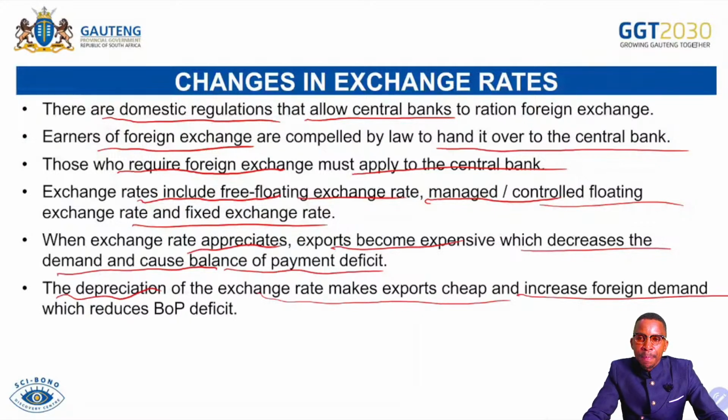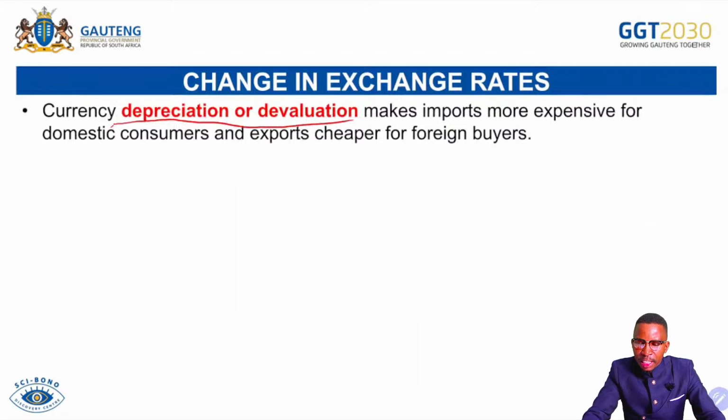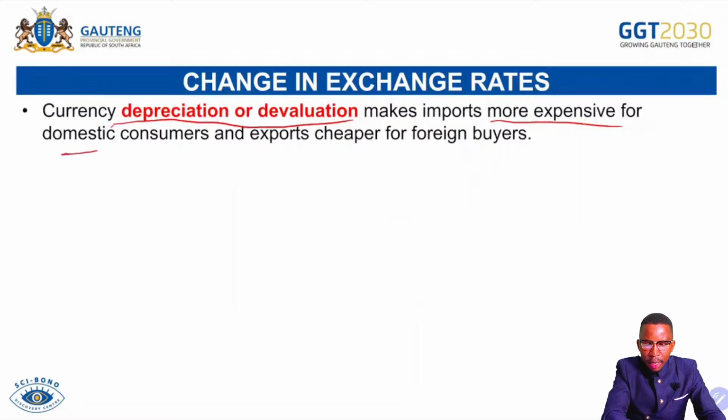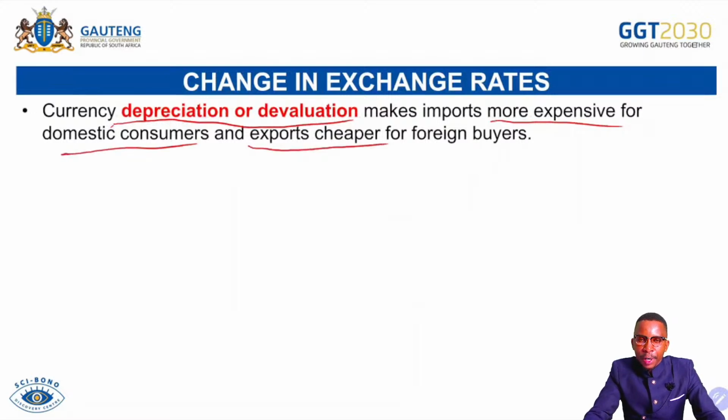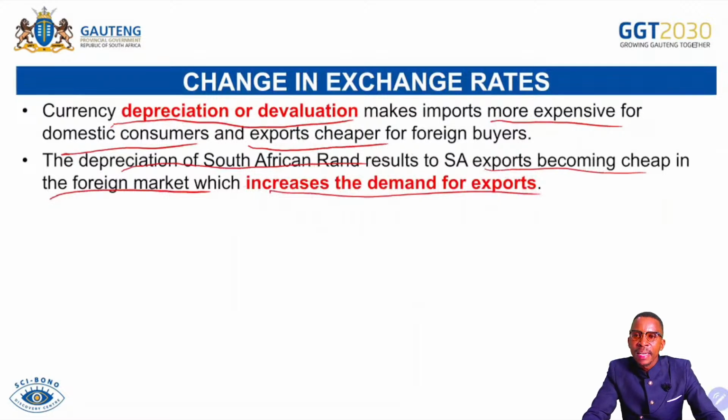In case our goods are demand elastic also, as our goods are becoming cheaper, the terms of trade will be decreasing because we'll be receiving less money as payment for those exported goods and services. Currency depreciation or devaluation makes imports more expensive for domestic consumers and exports cheaper for foreign buyers. The depreciation of the South African rand results in South African exports becoming cheap in the foreign market, which increases the demand for exports, even though there will be lower income received since our goods will be less competitive abroad.